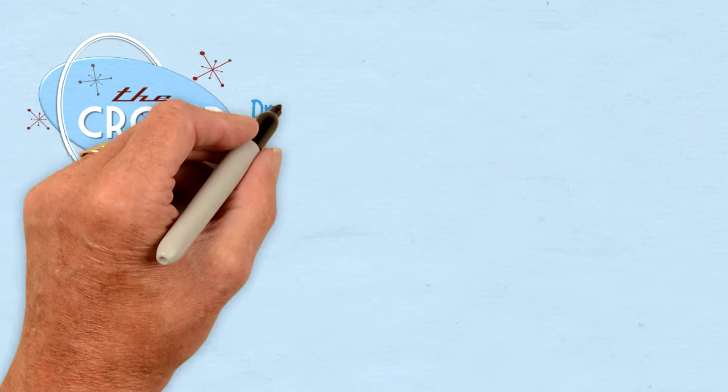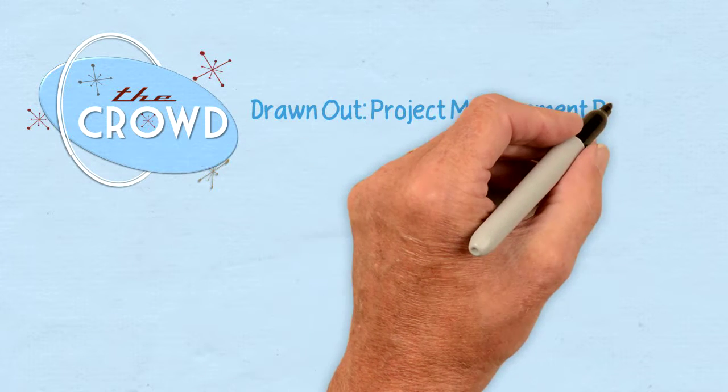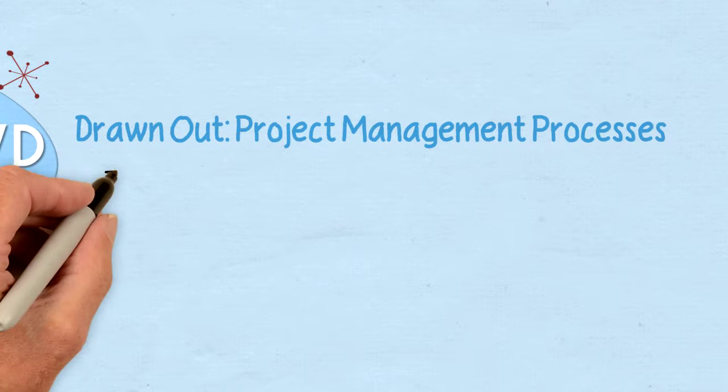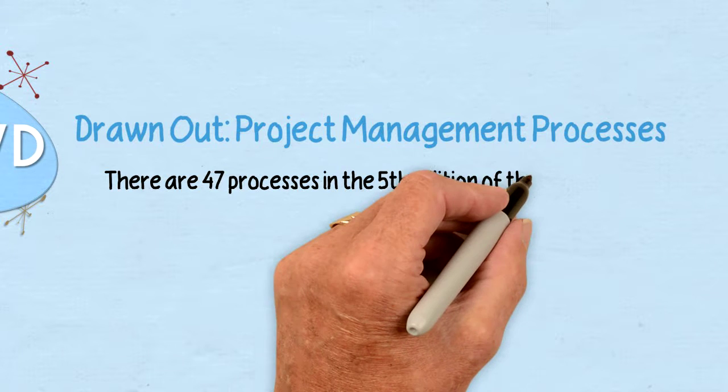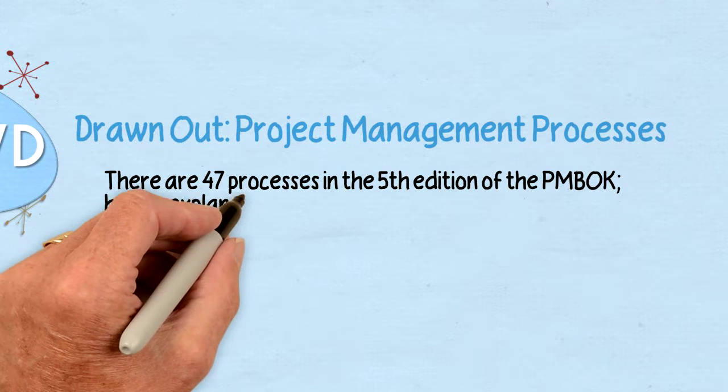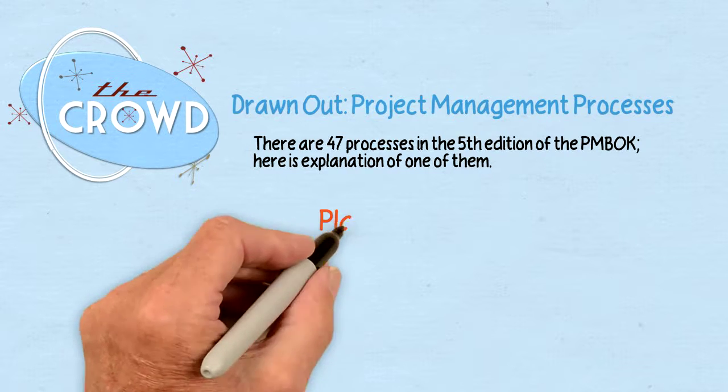Drown out project management processes. There are 47 processes in the 5th edition of the PMBOK. Here is an explanation of one of them.